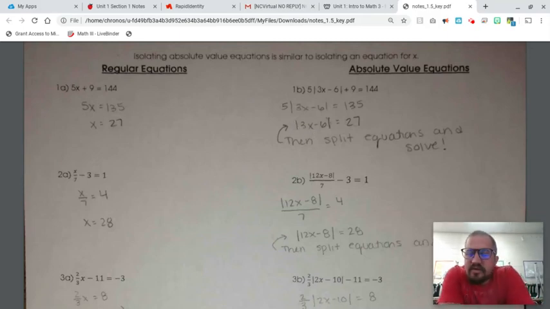What happens is we have isolated the absolute value. What that means is on the left side of the equation, all we have is the absolute value bars. We have the absolute value of 3x minus 6, and then on the right side, we have equal to 27. At that point, we'll split them up into two equations and solve. We're going to do that in just a little bit.